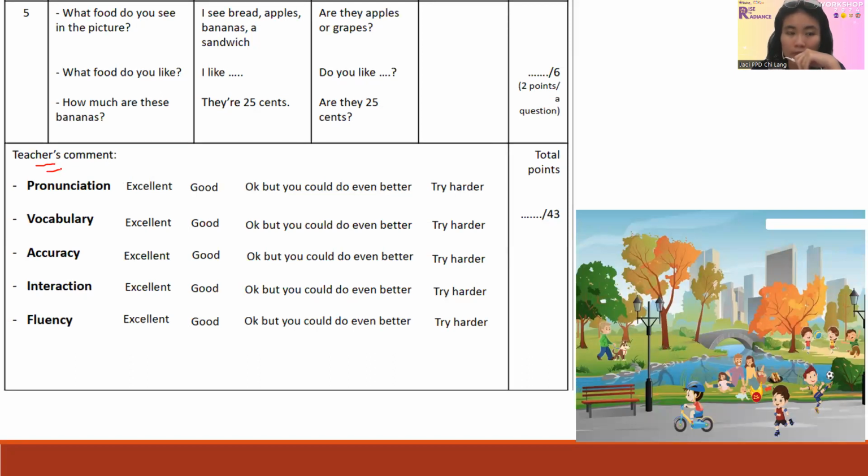In this part, the teacher recommends 5 categories here: pronunciation, vocabulary, accuracy, interaction, and fluency. You just underline or circle; it's up to you. You give a comment on what the student has done in this test. About the total points here, you don't need to sum the points because our Vietnamese teacher will do this. This is all about how to do a speaking test for a student.